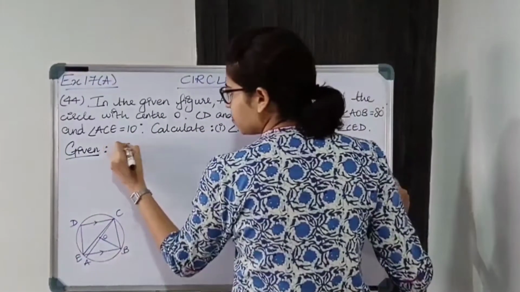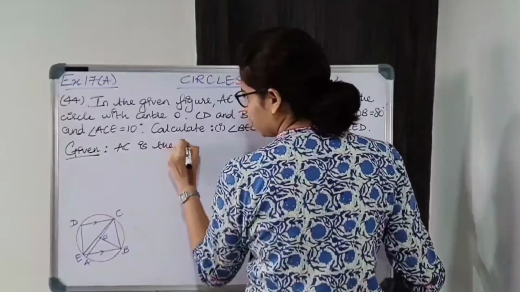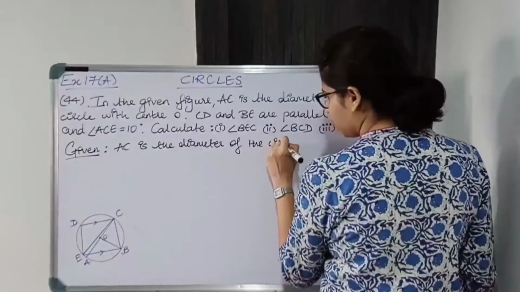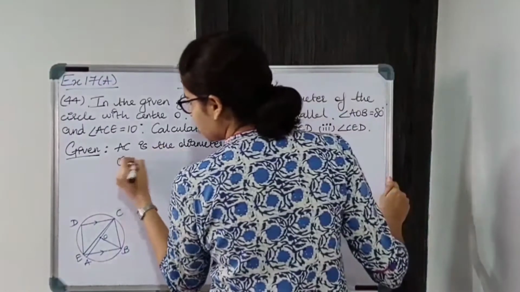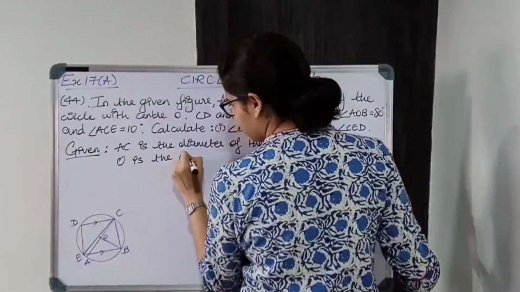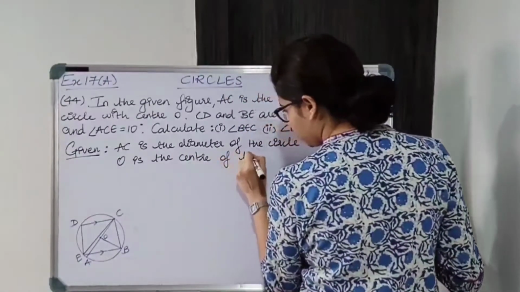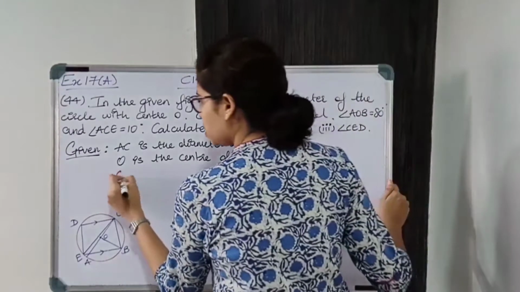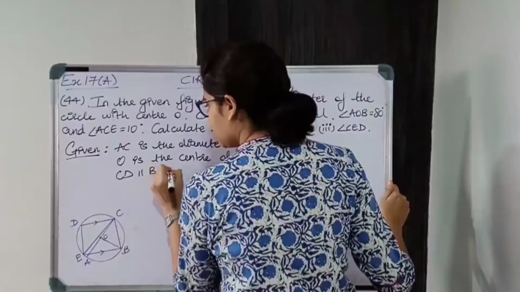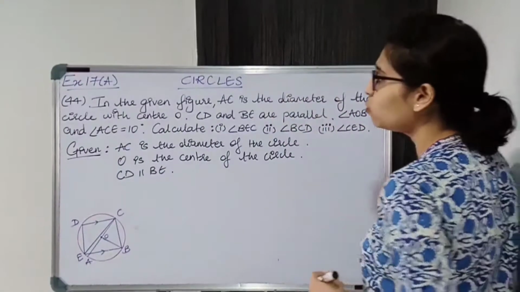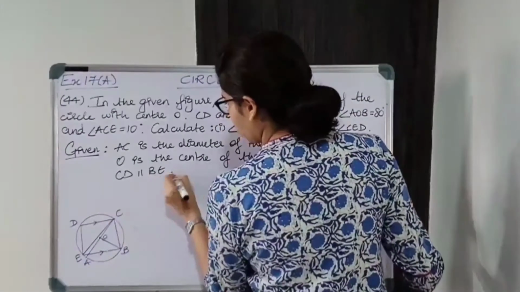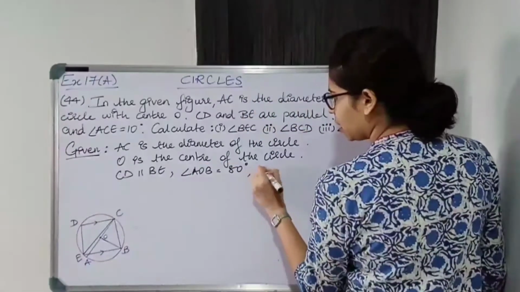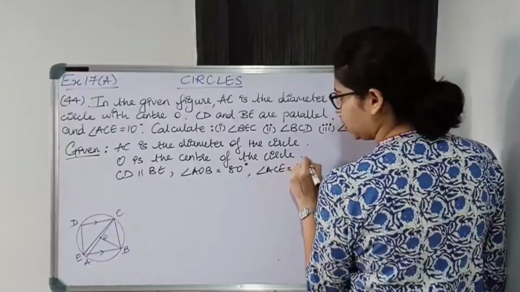AC is the diameter. O is the center of the circle. CD and BE are parallel. So CD is parallel to BE, I can write it like this. Angle AOB and angle ACE are given. So angle AOB is equal to 80 degrees and angle ACE is equal to 10 degrees.